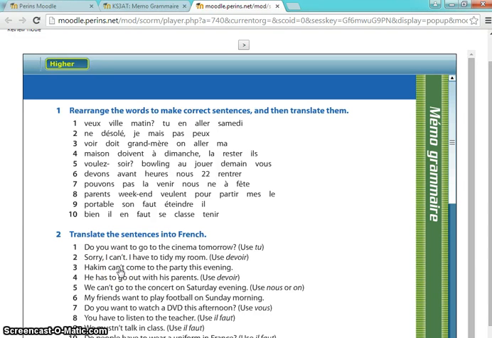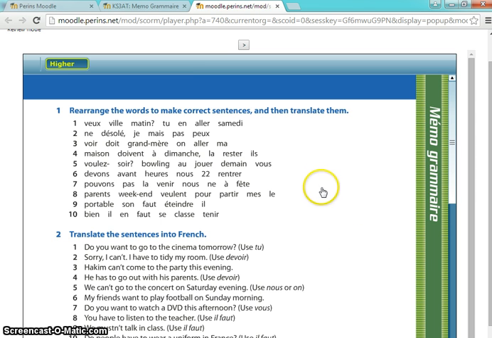Right, what I need you to be able to do, we're going to aim to do this first activity here, which is about rearranging the words to make correct sentences and then translating them. Sometimes it's a good idea to know what some of these words mean before you rearrange them so that you can rearrange them successfully. So you might want to look up some of these words to know where they go in the sentence beforehand. But if you look at that first one: ver, ville, matin, tu, en, aller, samedi.